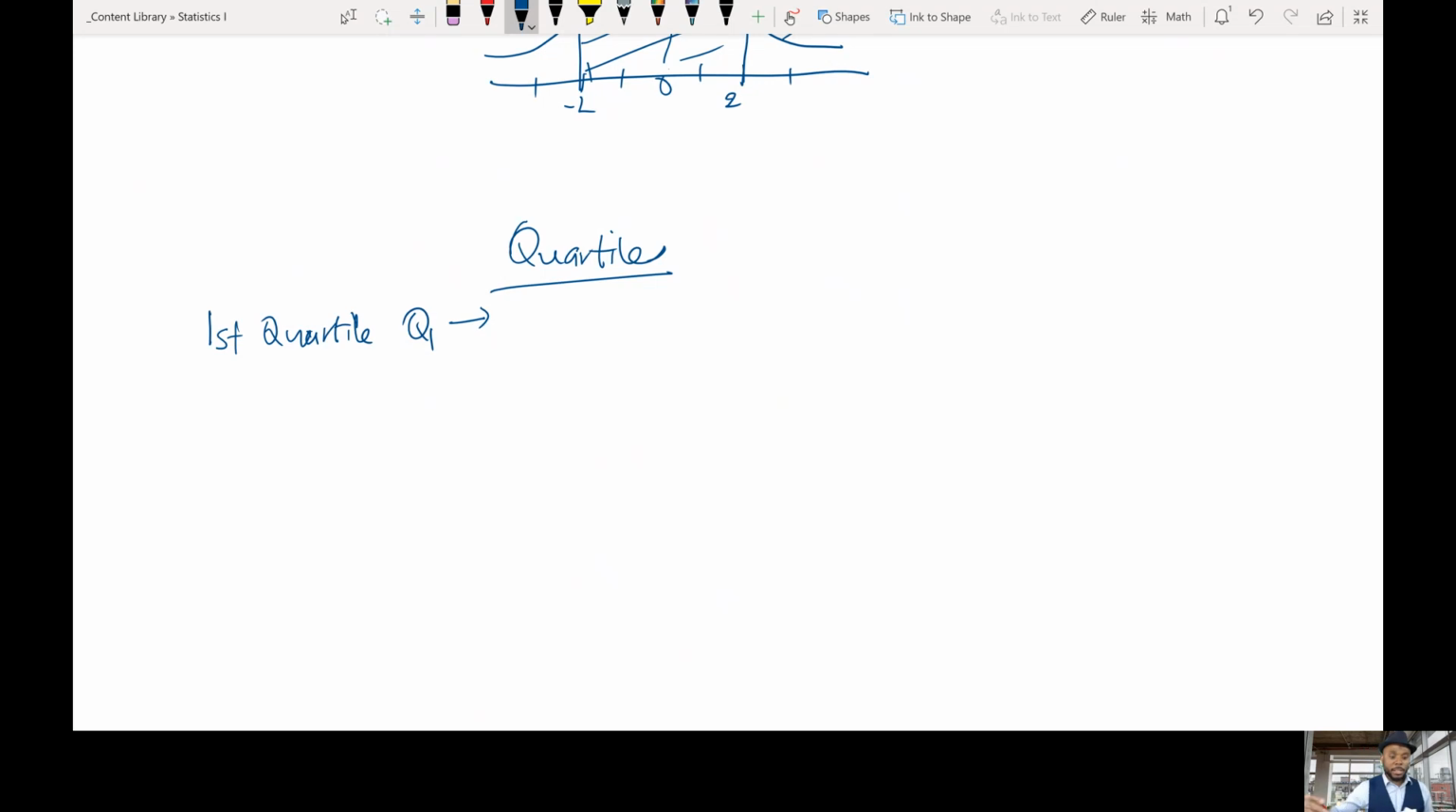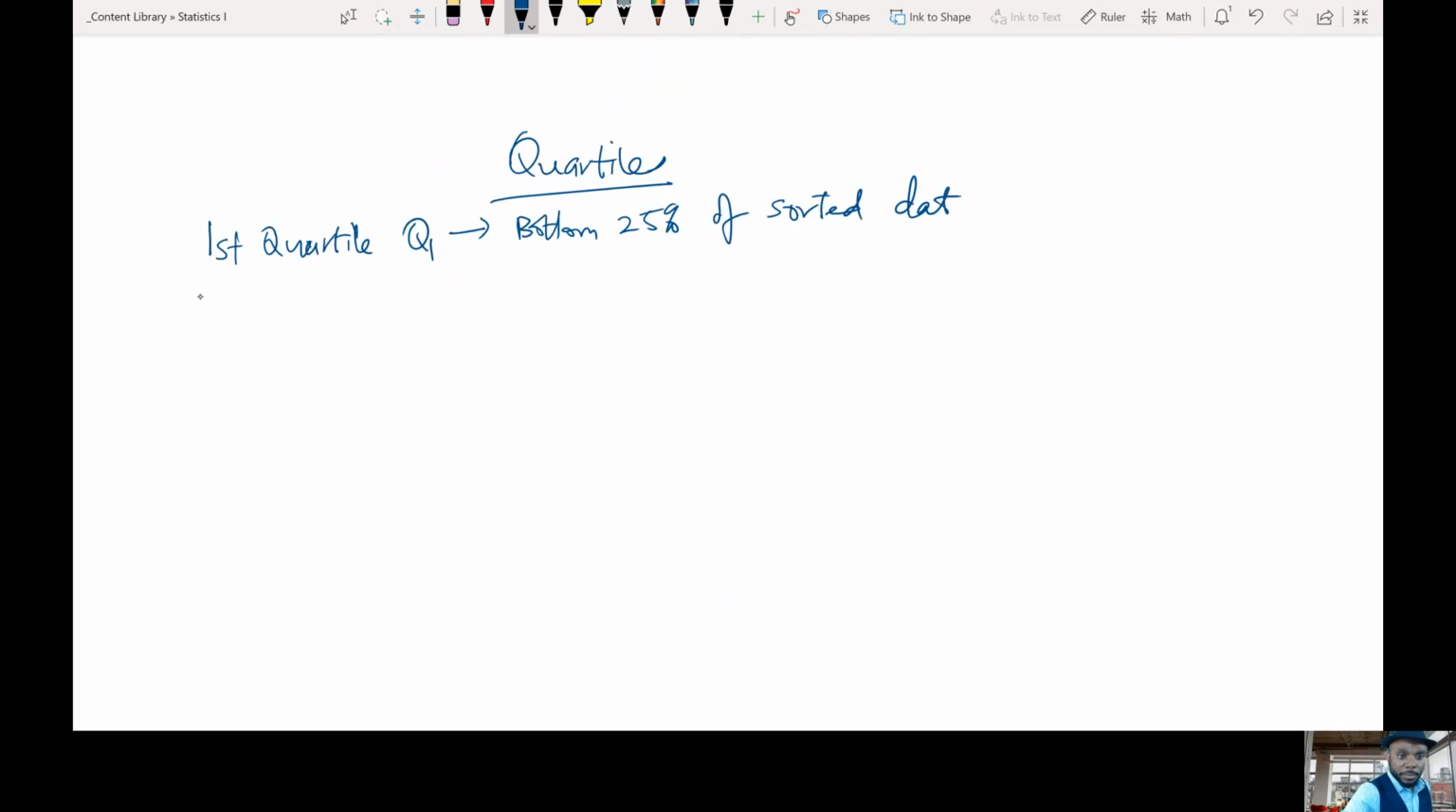So the first quartile, Q1, is the bottom 25% of sorted data. So that is the first quartile. The second quartile, also known as Q2 in most softwares, is also known as the median. This is the median. And this is the bottom 50% of sorted data.